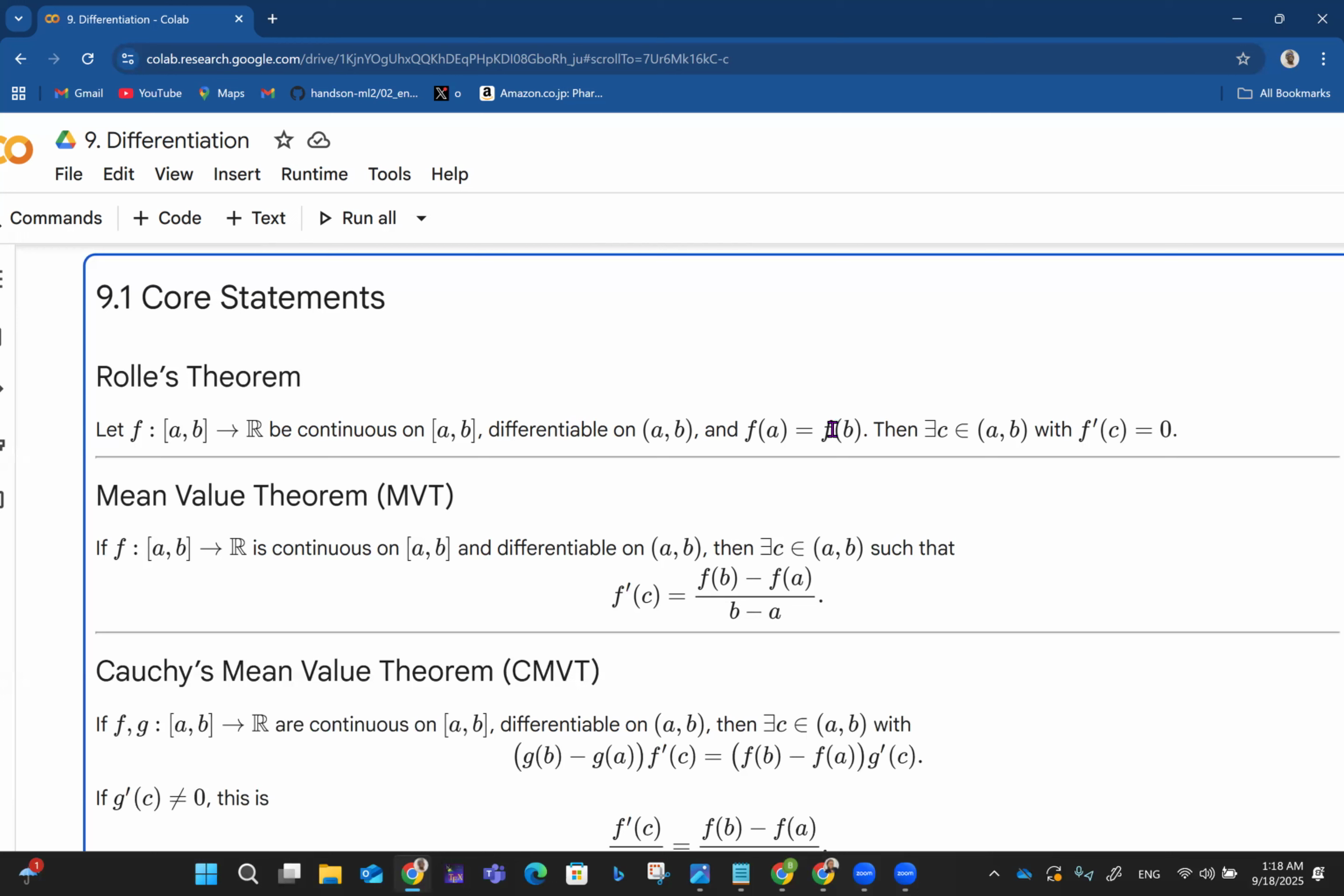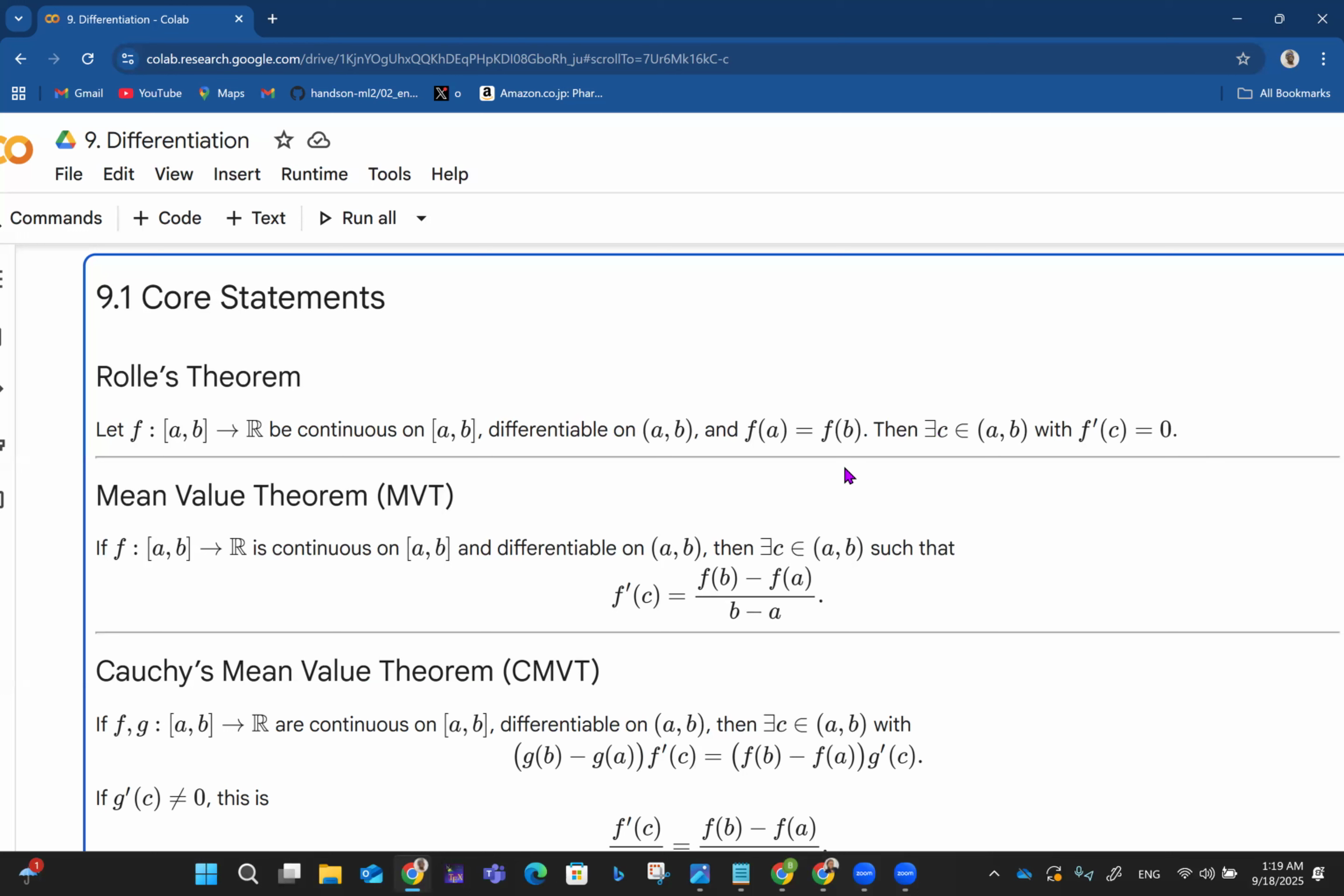The third premise is that f(a) is equal to f(b). Then there exists a c belonging to the open interval (a,b) with f'(c) equals 0. That is one of the key statements for differentiation. Like I said before, the whole idea of differentiation is from the idea of slope, where slope is equal to y2 minus y1 over x2 minus x1, or f(x2) minus f(x1) all over x2 minus x1. That's the whole idea still. So Rolle's theorem tells us this now.